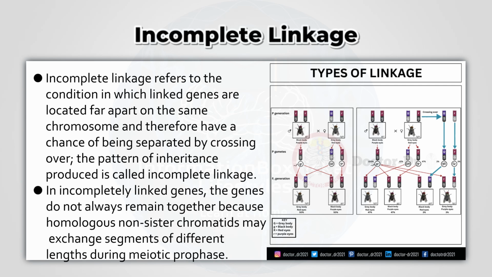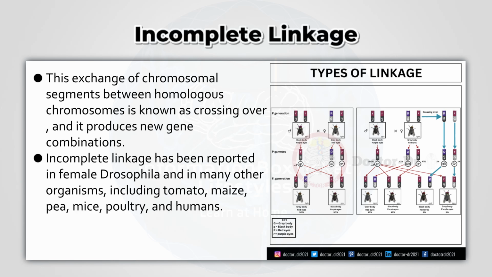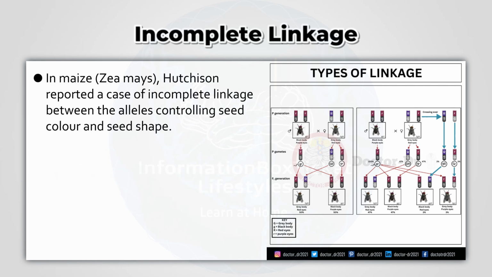In incompletely linked genes, the genes do not always remain together because homologous non-sister chromatids may exchange segments of different lengths during meiotic prophase. This exchange of chromosomal segments between homologous chromosomes is known as crossing over, and it produces new gene combinations. Incomplete linkage has been reported in female Drosophila and in many other organisms, including tomato, maize, pea, mice, poultry, and humans.